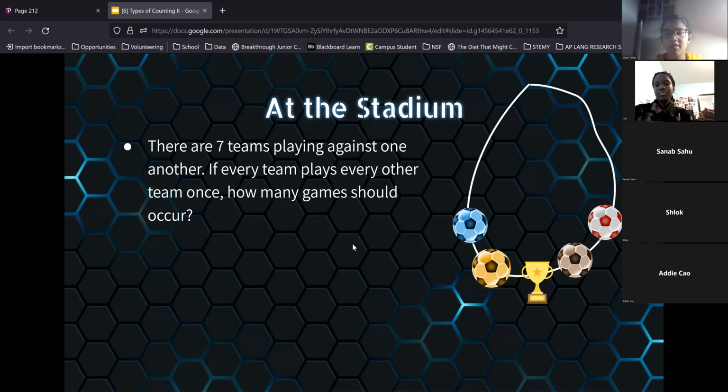Okay, so I am seeing a lot of answers that say 21, and you are correct. Because there are 7 teams playing, the first team would play 6, and then the next would play 5, 4, and so on. So we would be adding the first 6 integers together. And as you know from earlier, the sum of the first n minus 1 integers would be n times n minus 1 divided by 2, which is 7 times 6 divided by 2, which is 42 divided by 2, which is just 21. So 21 games should occur.